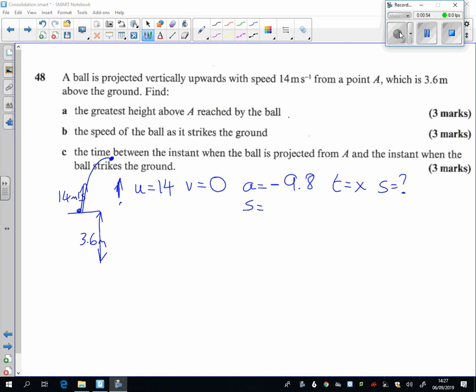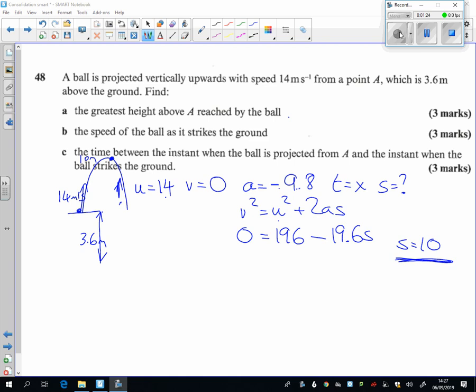So I've got v squared equals u squared plus 2as coming in here, haven't I? v squared equals u squared plus 2as. v squared, 0 squared is 0. u squared, 14 squared, 196. And we've got 2 of those is 19.6s. So that's quite nice. s is going to equal 10, 196 divided by 19.6. So it's ending up going up 10 meters here, and of course then it's going to fly all the way down and land on the ground.